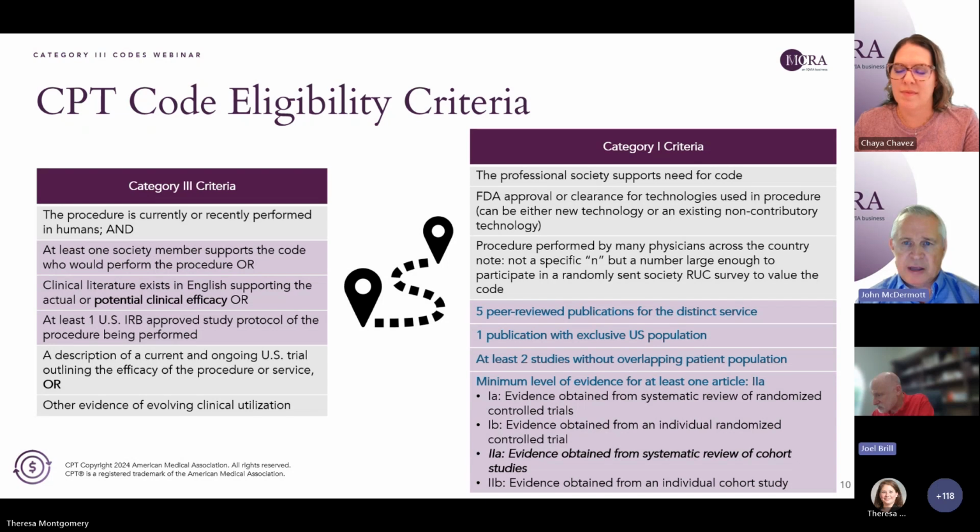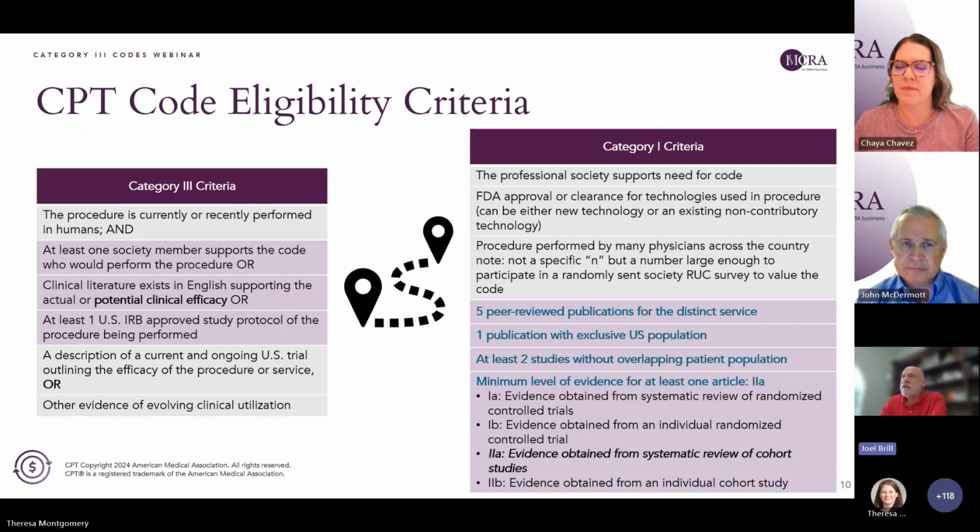Okay, let's see. Next question is, one of the elements required is specialty society outreach. And I guess I'd like to ask Joel to cover that one. What should outreach look like, and what are some landmines or pitfalls that people might encounter along the way?